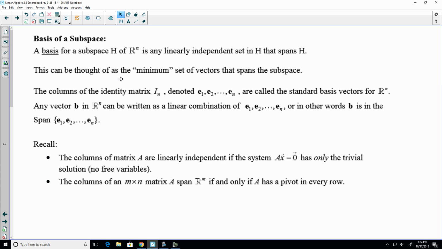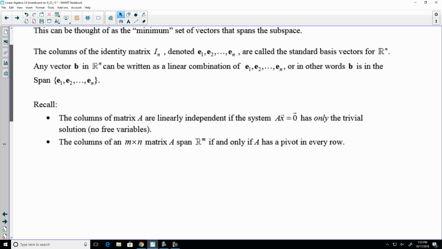So this can be thought of as the minimum set of vectors that spans a subspace. You can span the subspace with a lot of vectors, but to make sure that they're all linearly independent, that whittles it down to the minimum amount that you would need.